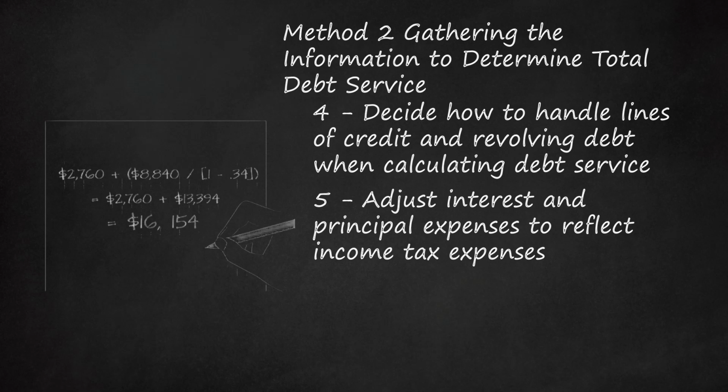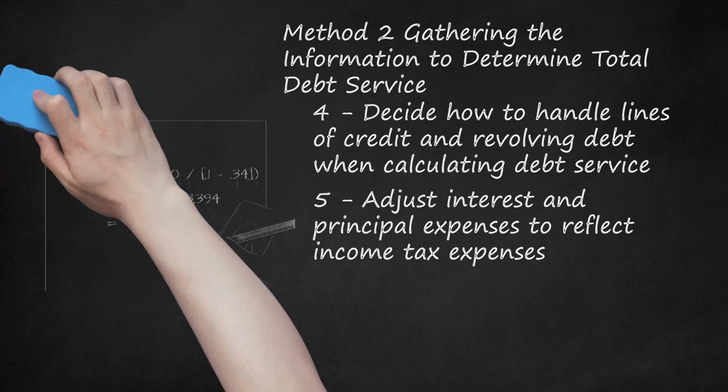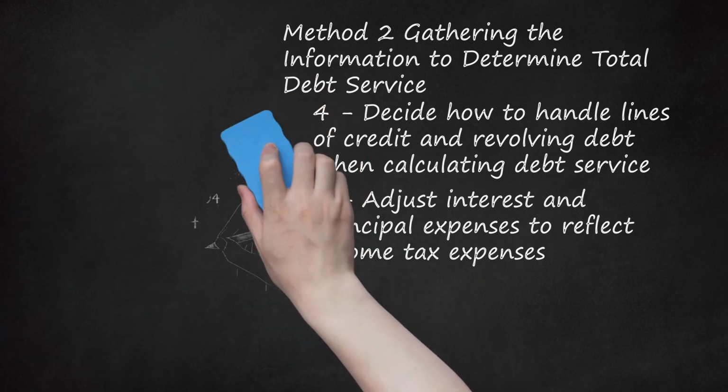For example, suppose a business pays income taxes at a rate of 34% and has a 5-year loan for $50,000 with 6% interest. This year, the company will pay $8,840 towards the principal and $2,760 in interest. Calculate the debt service with the above formula, using the equation $2,760 plus $8,840 divided by 1 minus 0.34 equals $2,760 plus $13,394 equals $16,154.